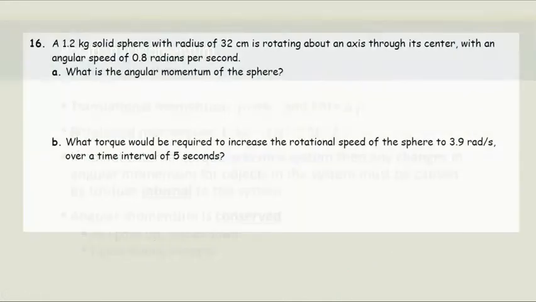Okay? So let's look at some sample problems. We have a couple of sample problems here. In this case, we have a 1.2 kilogram solid sphere with a radius of 32 centimeters rotating about an axis through its center with an angular speed of 0.8 radians per second. What is the angular momentum of the sphere?